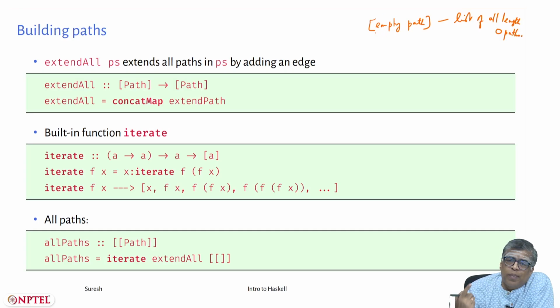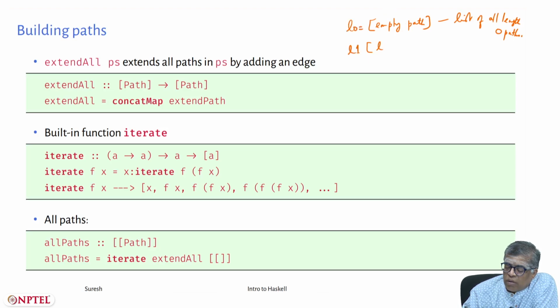If I extend all these paths by 1, I will get some other list. We can call this L. L1 is the list of all length 1 paths. I apply extend all again, I will get L2, which is the list of all length 2 paths.